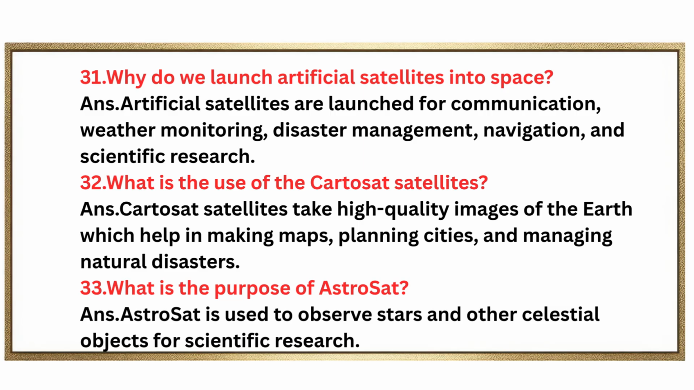Question number 31. Why do we launch artificial satellites into space? Answer. Artificial satellites are launched for communication, weather monitoring, disaster management, navigation and scientific research. Question number 32. What is the use of Cartosat satellites? Answer. Cartosat satellites take high quality images of the earth, which helps in making maps, planning cities and managing natural disasters. Question number 33. What is the purpose of Astrosat? Answer. Astrosat is used to observe stars and other celestial objects for scientific research.